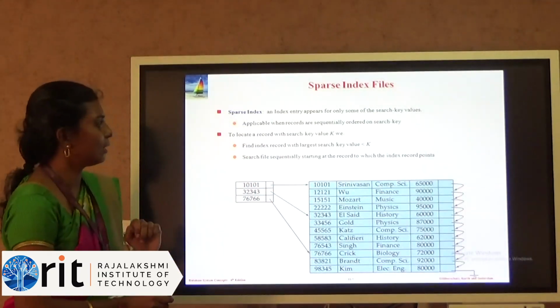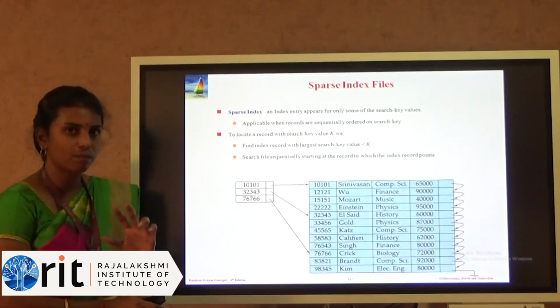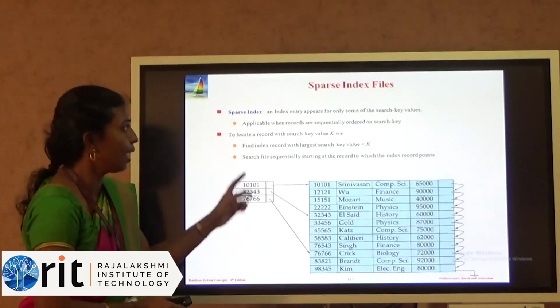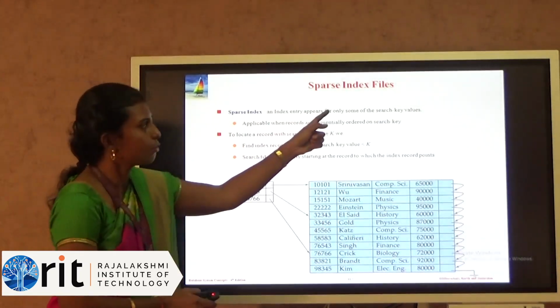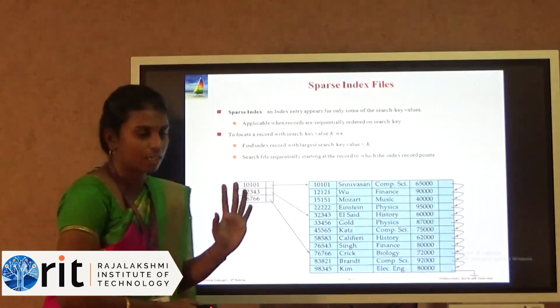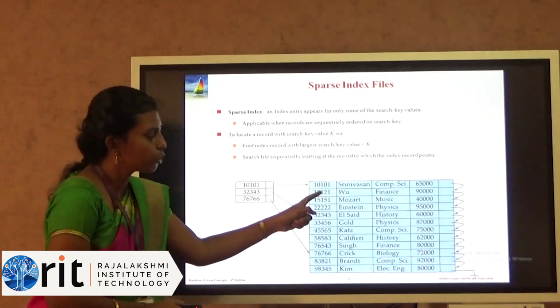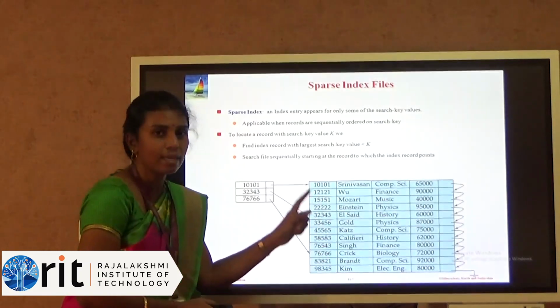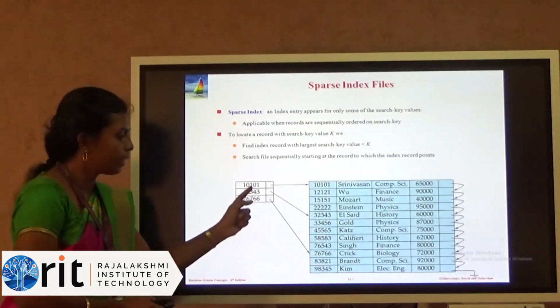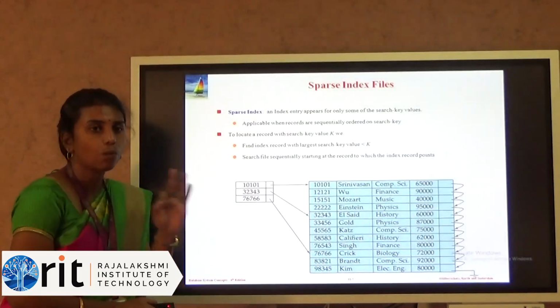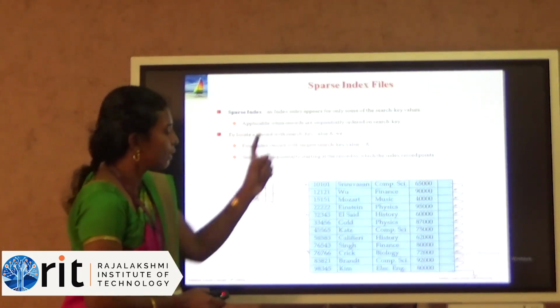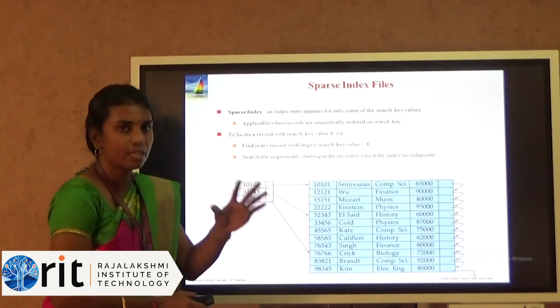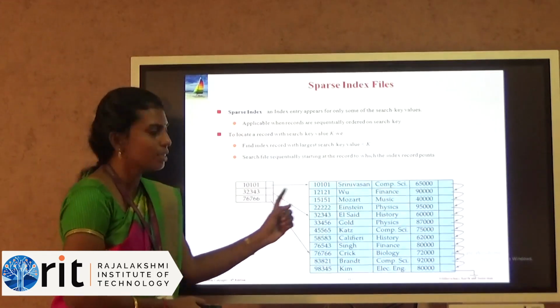Okay, so sparse index. What's the difference between dense and sparse? In sparse, an index entry appears only for some of the search key values. Here, actually 12 records are there in the instructor relation. But how many records are in the index file? Only 3. So the index entry appears only for some of the search key values.